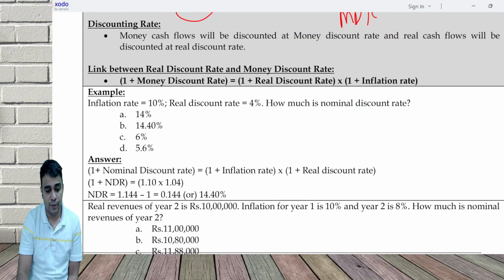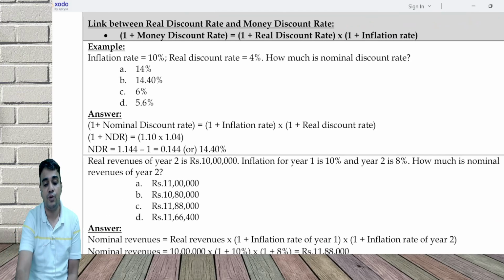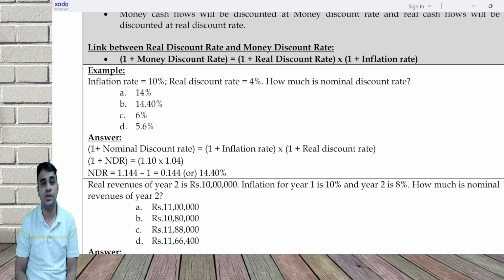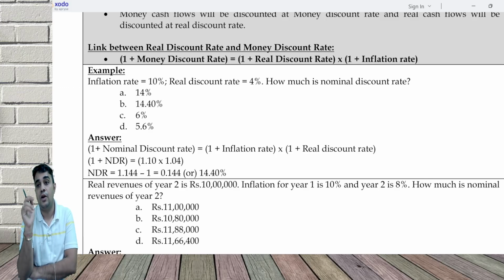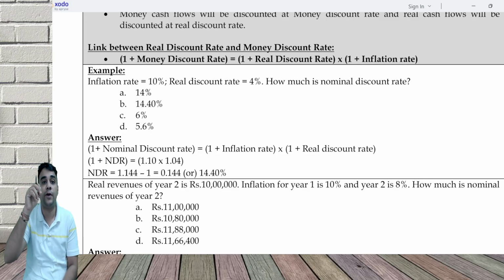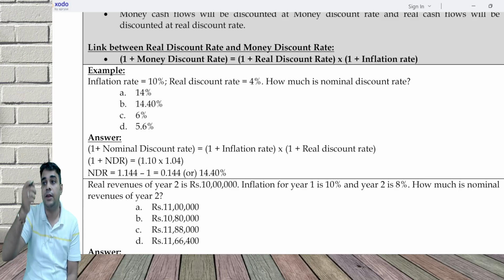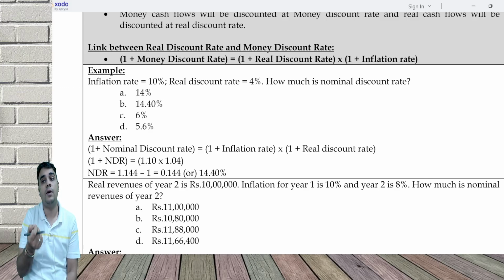One example around this: real revenue of year 2 is 10 lakh. Inflation of year 1 is 10%, year 2 is 8%. What is the nominal revenue? So this is a year 2 calculation. For year 2 calculation, you have to give effect to first year inflation, then to second year inflation. Normally, you will have the same inflation. If you have the same inflation, you could have multiplied by 1.1 power 2. But here the inflation is different.